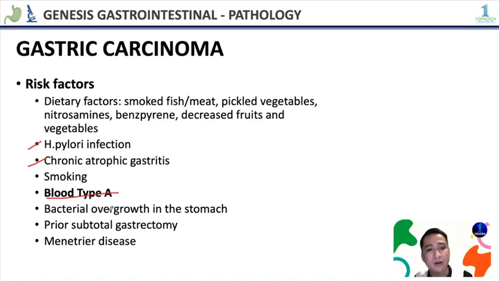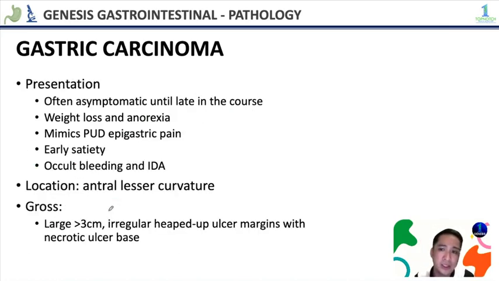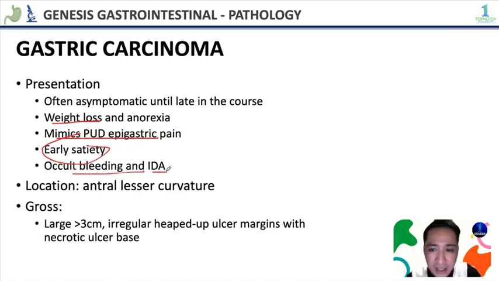There is bacterial overgrowth in the stomach prior to subtotal gastrectomy, and patients with Menetrier disease. Usually, what is the presentation of the patient? Because of the fungating mass, along the course, the patient will present with weight loss and anorexia. Busog na eh, kasi mayroong mass, no? There's early satiety. It can mimic PUD, again, early satiety in this patient, and occult bleeding and iron deficiency anemia.